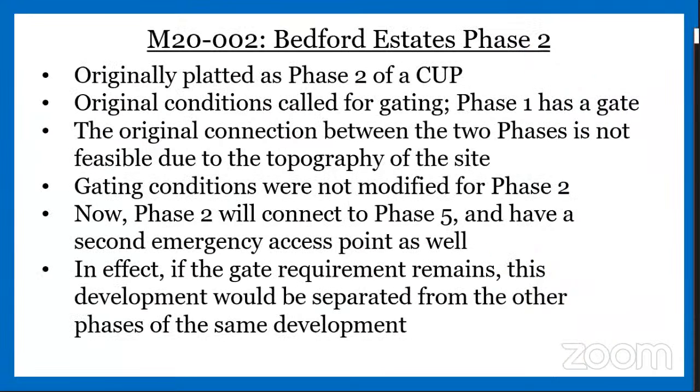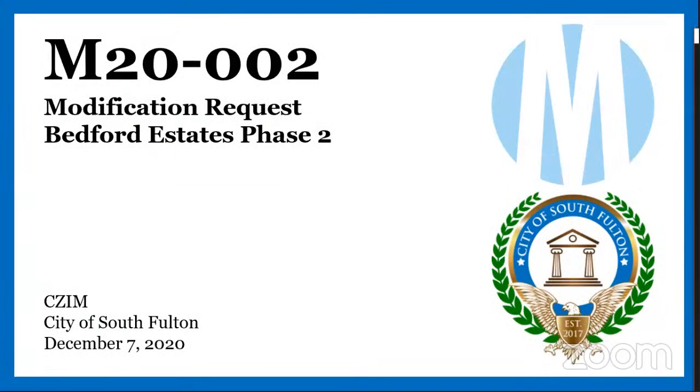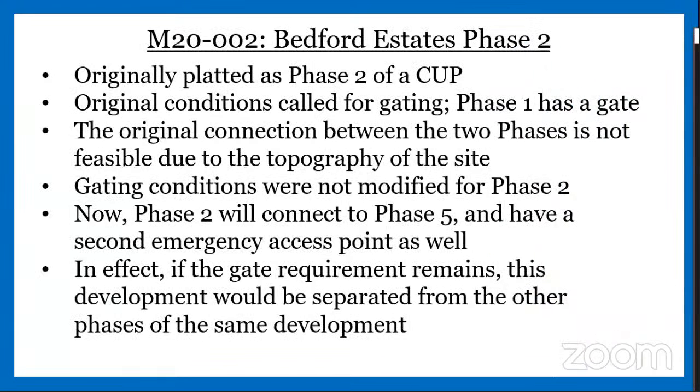First case here is M20002. It's a modification request for Bedford Estates Phase 2. This one will be a lot more clear once you see the map and I walk you through it here. But this was originally platted as Phase 2 of a CUP. There are existing parts of this development in place near to it.